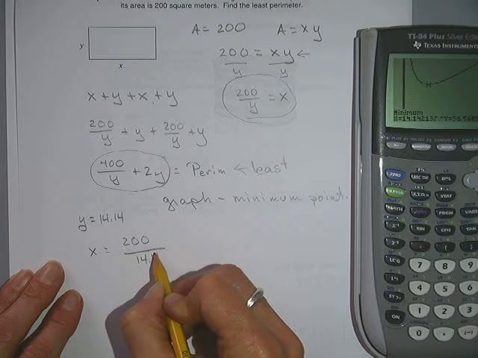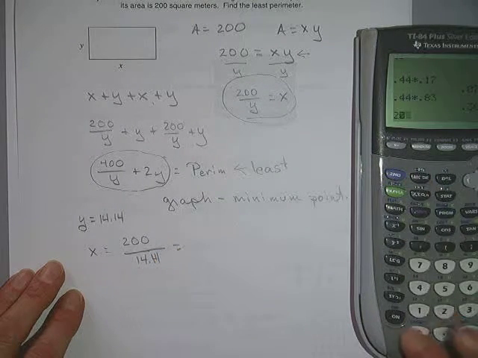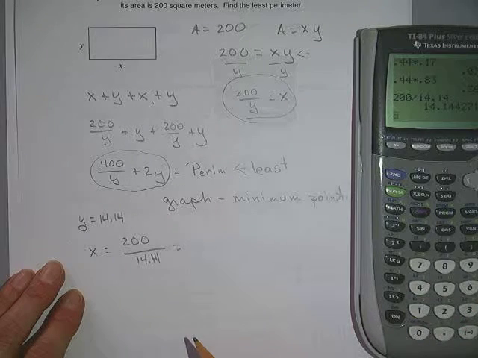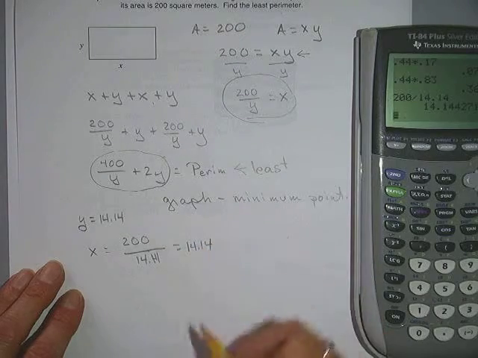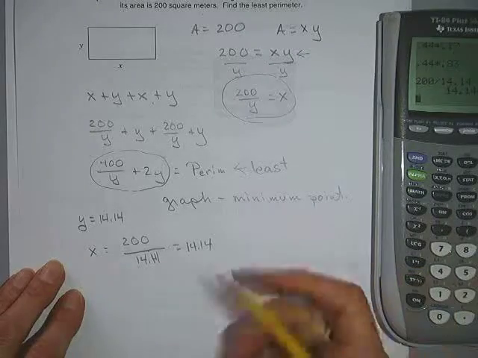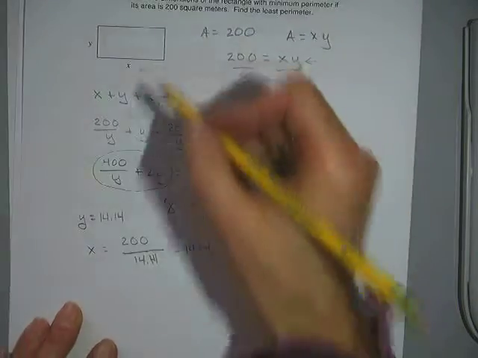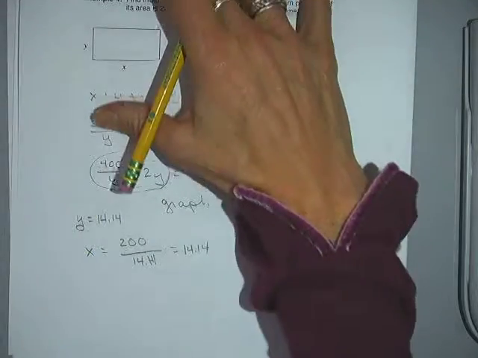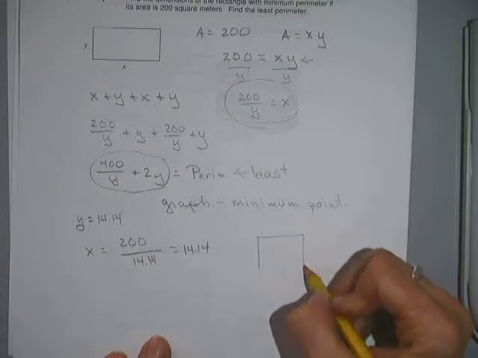So now, if Y is 14.14, then what is X? It's still your 200. Well, divided. X is obviously 200 over 14.14. That's 14.14. Okay? And what do you get? It better be 56, because I guessed and checked. No, it's not. It's 14.14. What?